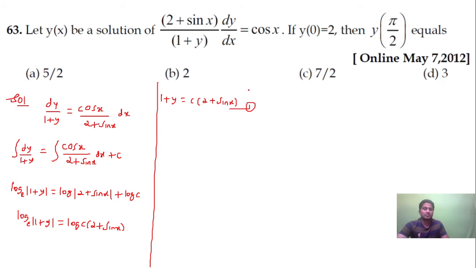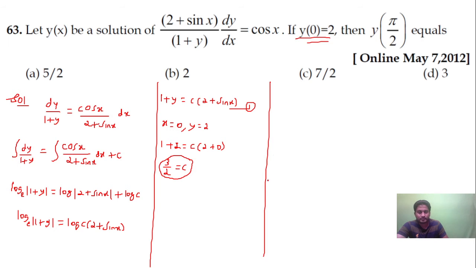And let us use the boundary values. It is given y(0) is equal to 2. That is, when x is equal to 0, y is equal to 2. So 1 plus 2 is equal to c into 2 plus sin 0, which will be 0. So I get 3/2 is equal to c. Okay, take the value of c and substitute in equation 1. 1 plus y is equal to c into, c is 3/2, right? So 1 plus y is equal to 3/2 into 2 plus sin x.